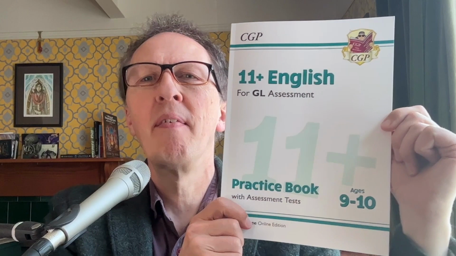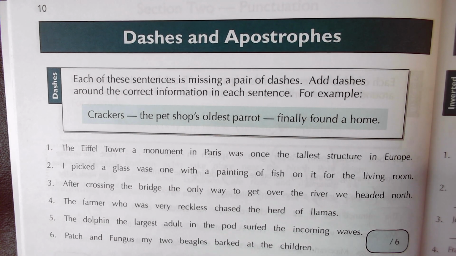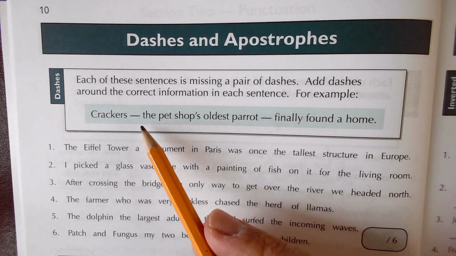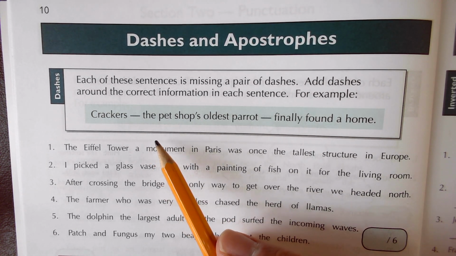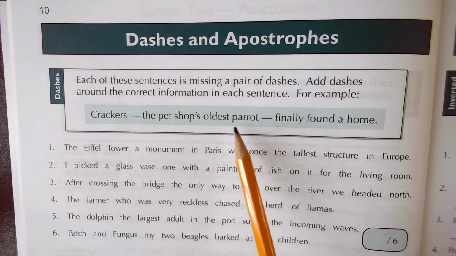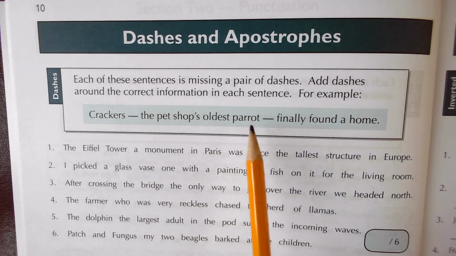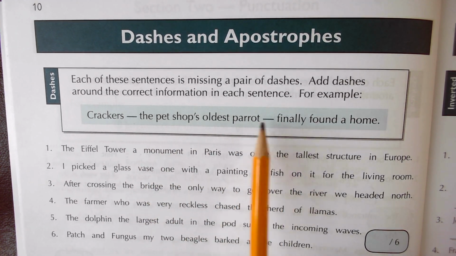Today I'm looking at the CGP book for English for age 9 to 10, pages 10 and 11. Dashes and apostrophes. So we can use dashes not dissimilar to the way we might use brackets. So here we have: Crackers, the pet shop's oldest parrot, finally found a home. So you can see what I mean. They could have used brackets, but they've used dashes.